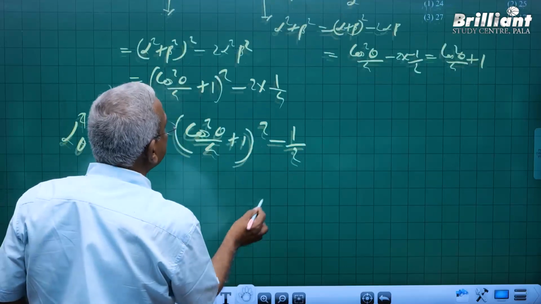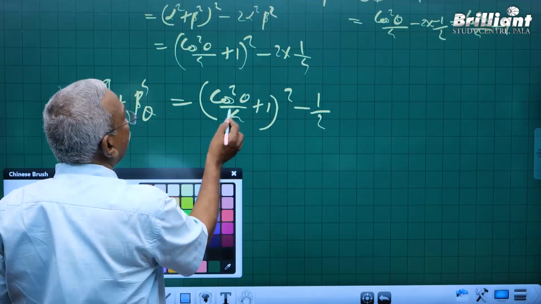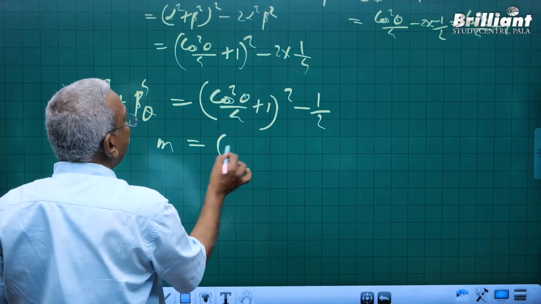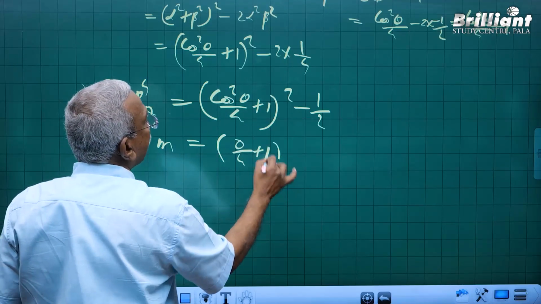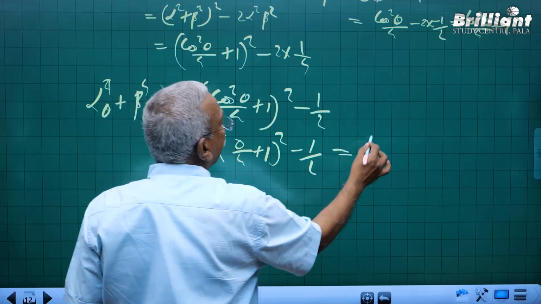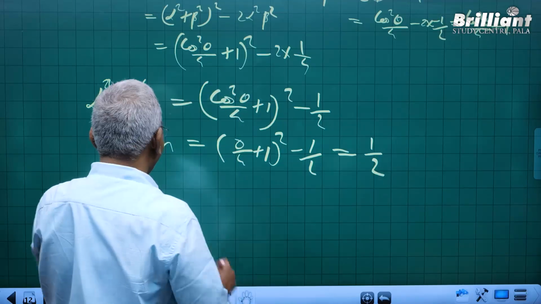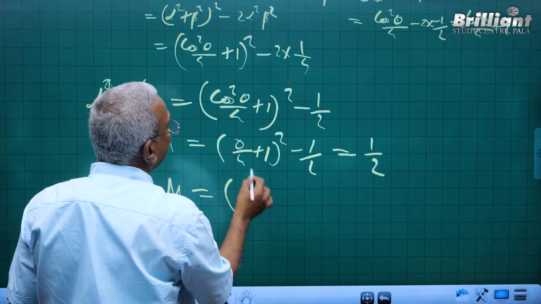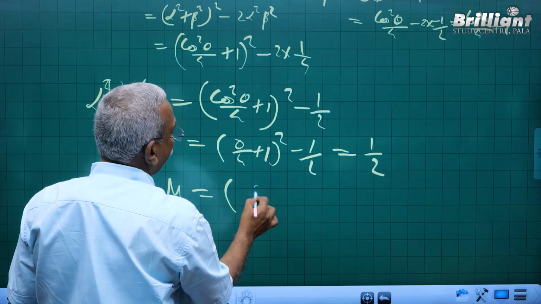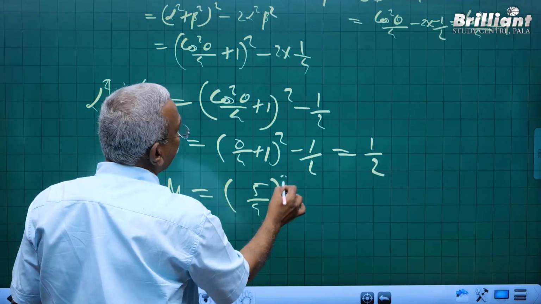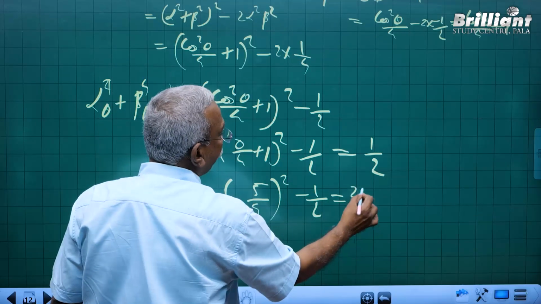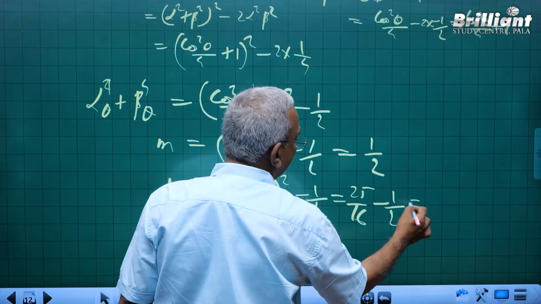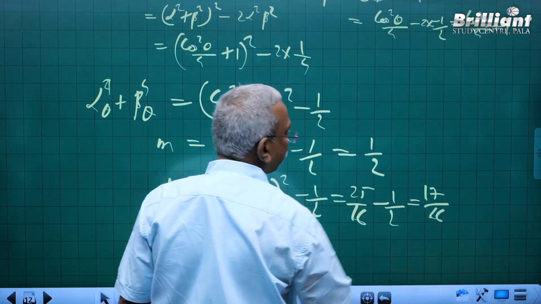So for cos square theta equal to 0, small m is equal to 0 by 4 plus 1 the whole square minus 1 by 2, which is equal to what? 1 by 2. And capital M is the maximum, where cos square theta is 1. 1 is the maximum value here. 1 by 4 plus 1 is equal to 5 by 4, the whole square, minus 1 by 2. That is equal to 25 by 16 minus 1 by 2. That is equal to 17 divided by 16.